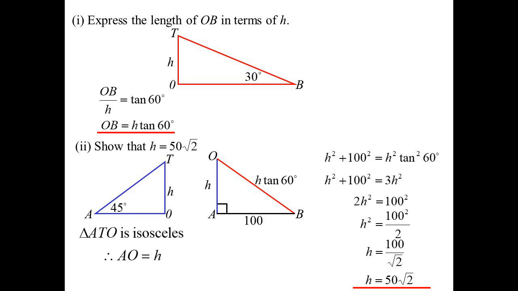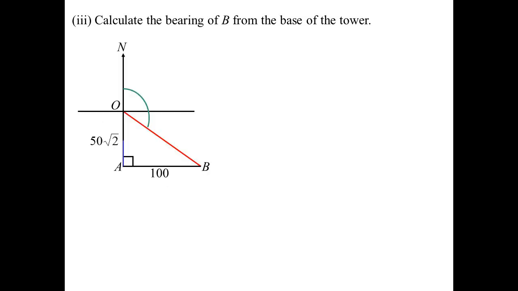Okay. So I used the first triangle to work out that AO was also H because of the isosceles triangle. I then used the triangle that was sitting on the base of the picture to use Pythagoras and got that answer there. Calculate the bearing of B from the base of the tower. Going to draw a picture up again. Bearing of B from the base. O was the base of the tower, so that's where I'm putting my compass. The bearing of B. B was over there. We just worked out that that was 50 root 2. AB is 100. I'm trying to find that angle there, basically.